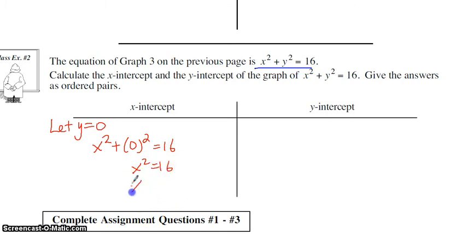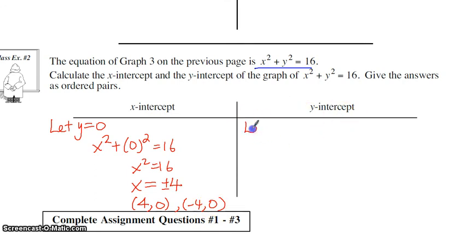The next step is x equals plus or minus 4. When you square root a number, make sure you put a plus or minus in front of it. So the two x-intercepts are (4, 0) and (-4, 0). The brackets mean this is a coordinate pair, and the comma just says there's another answer. This is how you write it.